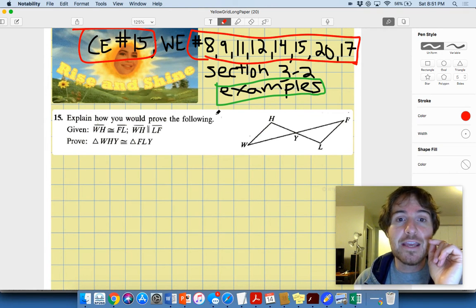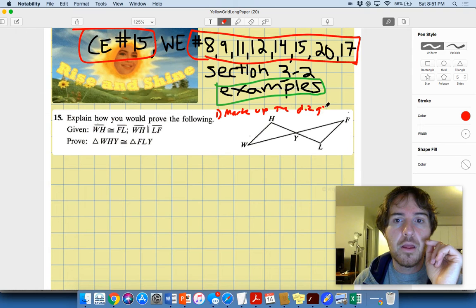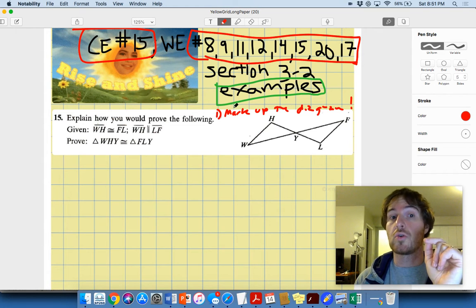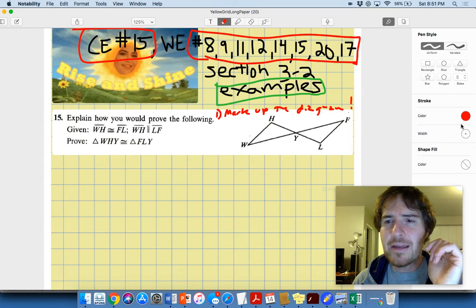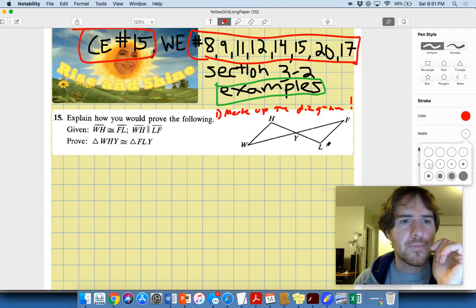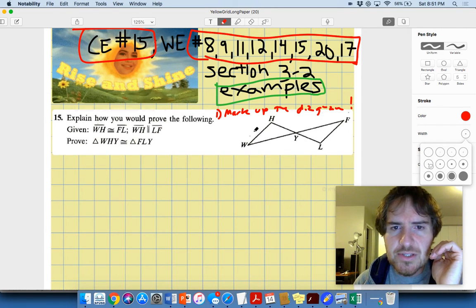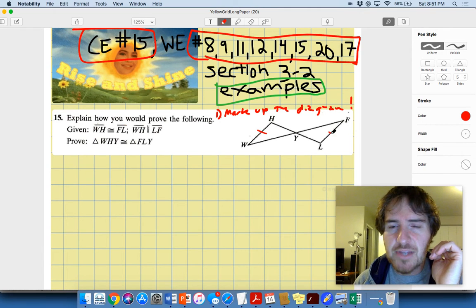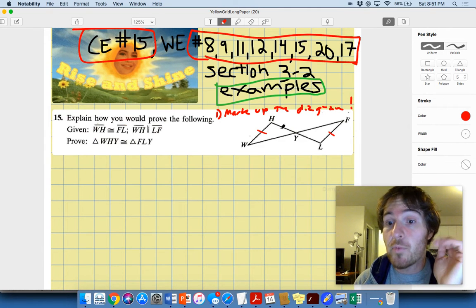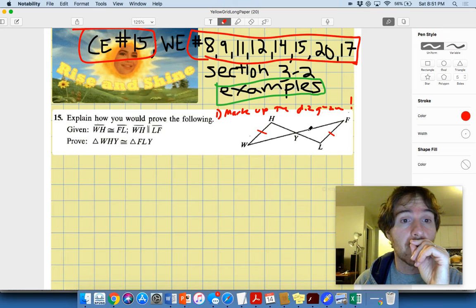So step 1 really is, what we're going to do together, doing this example together, we're going to mark up the diagram with what we know is true, okay? What we know is true. So what I know here is true is that segment WH is congruent to segment FL. So this is WH right here. It's congruent to segment FL. Good. So we got some corresponding parts of triangles we know are congruent.